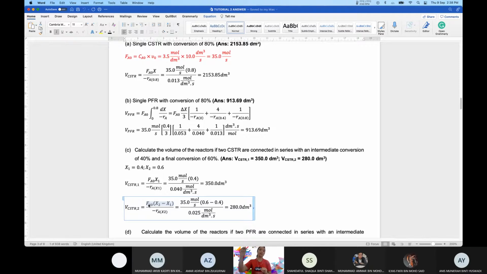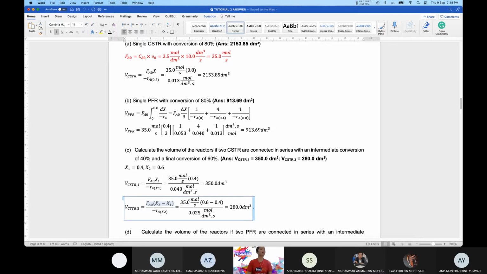Kan conversion meningkat, so means more reactor conversion will increase. So let's say you write X1 tolak X2, kamu akan dapat 0.4 tolak 0.6. Dia negatif. So kamu pun tahu kan volume reactor is impossible to be negative. Volume reactor mesti positif. So then perhaps it tell you, okay, saya akan terbalikkan. So jadi X2 minus X1. Okay. Then divided by, part ni pun jangan confuse. Minus RA tu mesti pada X2 sebab reaktor yang kedua. Okay, so that's why we write it as minus RA at my final conversion or at my X2.